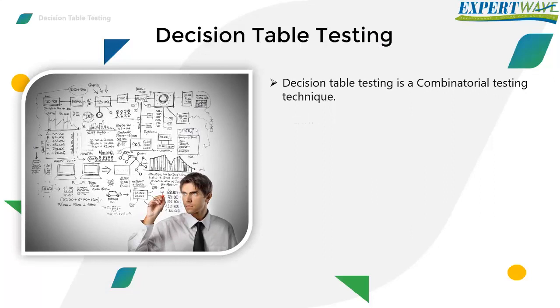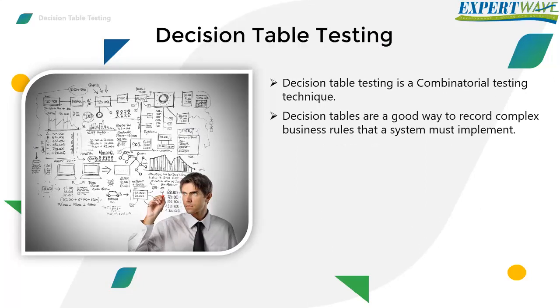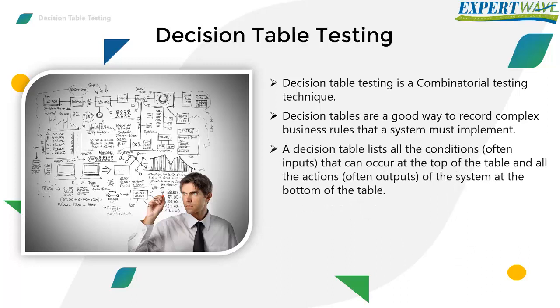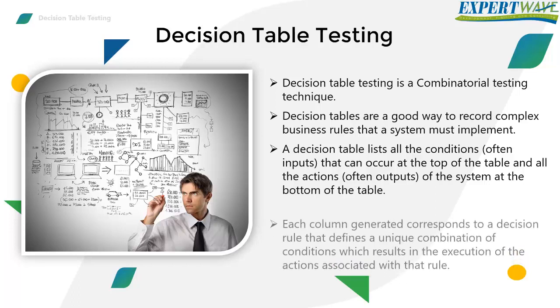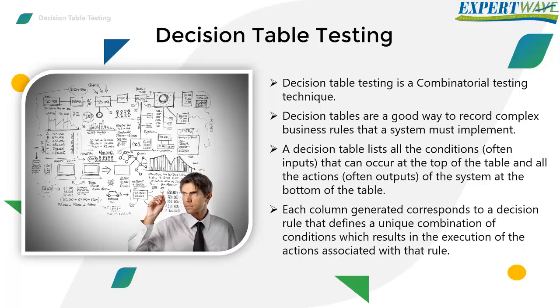Decision tables are a good way to record complex business rules that a system must implement, and testers use this table to create various test cases. A decision table often lists all conditions, often inputs, that can occur at the top of the table, and all the actions, often outputs, of the system at the bottom of the table. We should generate the table using those conditions and actions. Each column generated corresponds to a decision rule that defines a unique combination of conditions which results in the execution of the actions associated with that rule.